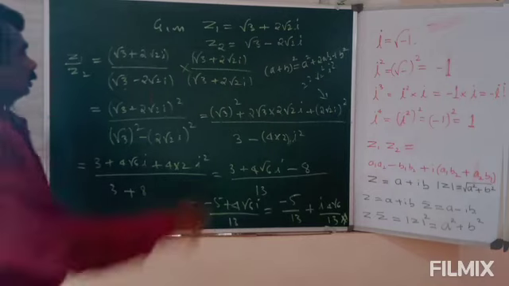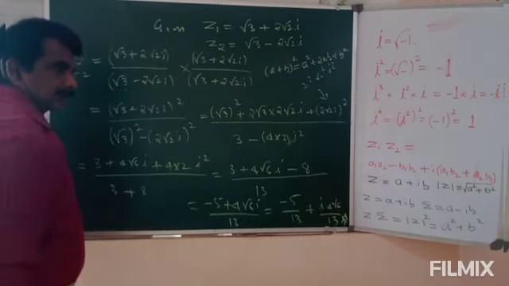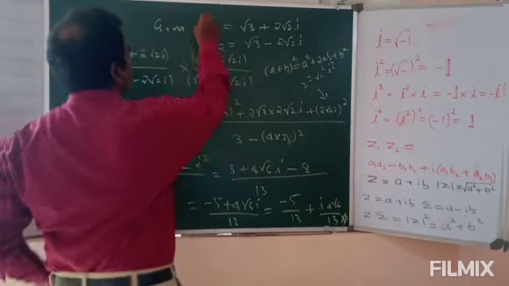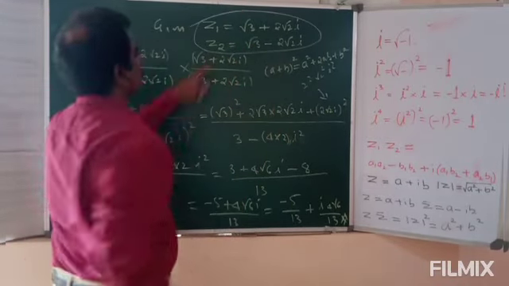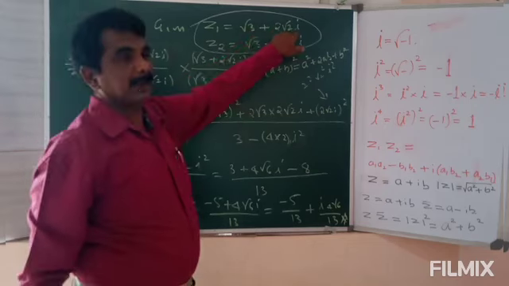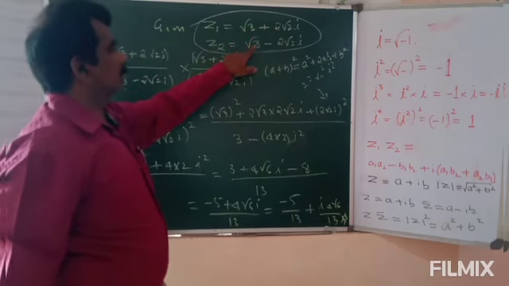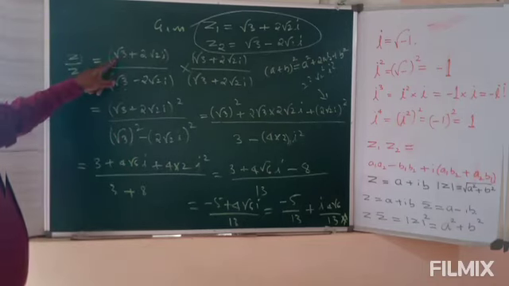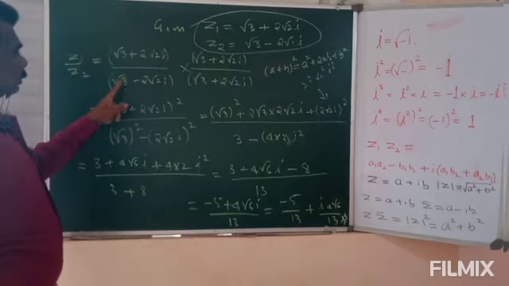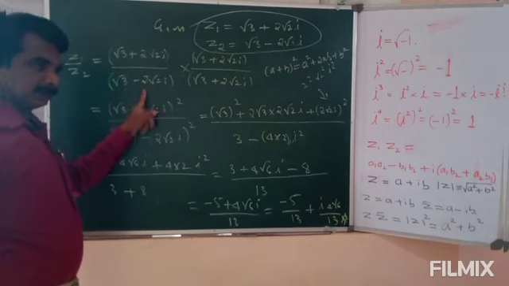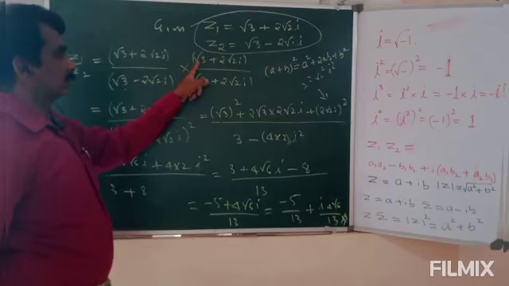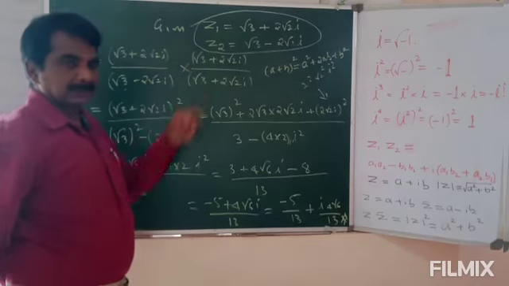Okay, find Z1 by Z2. Z1 is root 3 plus 2 root 2i, Z2 is root 3 minus 2 root 2i. Take the conjugate. Conjugate of this one is root 3 minus 2 root 2i, so root 3 minus 2 root 2i by root 3 plus 2 root 2i.